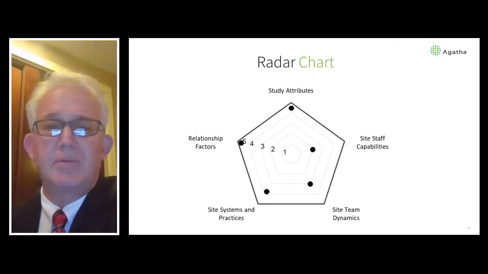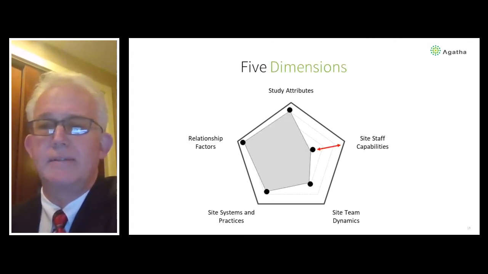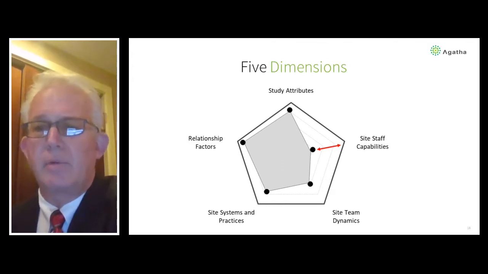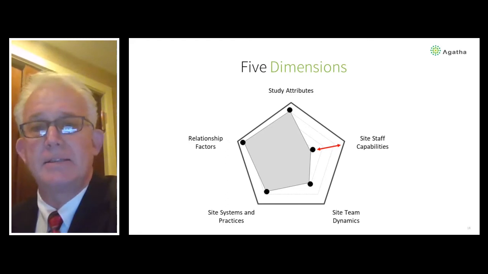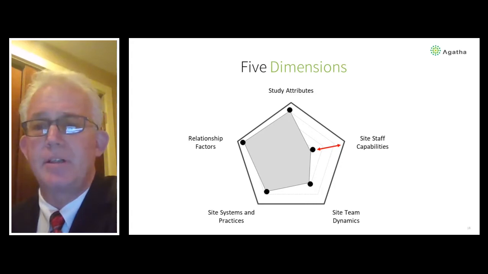It gives you an idea, but then you can go further, make it even cooler and prettier, and color in the points of the radar chart. And you get a very clear image that it's a different study, of course, but we have very strong study attributes and relationship factors, but weakness as far as the site staff capabilities. So on that dimension, the site staff capabilities, there's a gap. I put it in the red arrow. The score is down in the 2-point something against a 5-point best model. Just another way to visualize it.